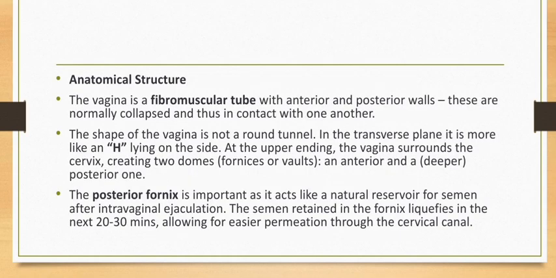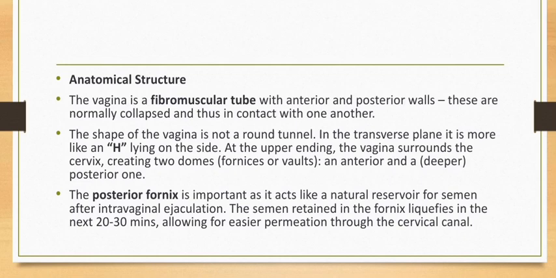Anatomical structure. The vagina is a fibromuscular tube with anterior and posterior walls. These are normally collapsed and thus in contact with one another. The shape of the vagina is not a round channel. In the transverse plane, it is more like an H lying on its side.